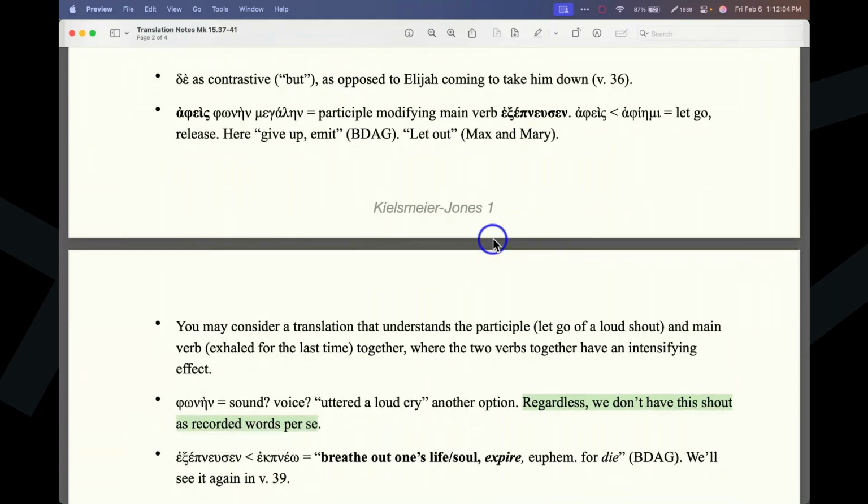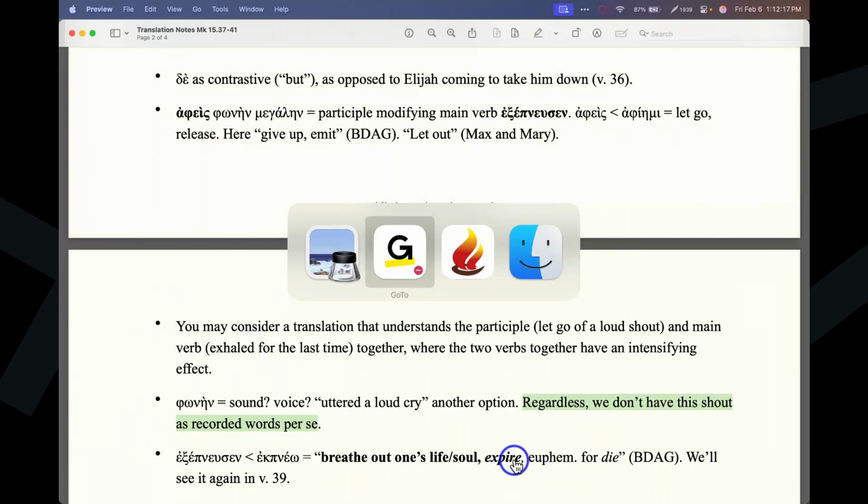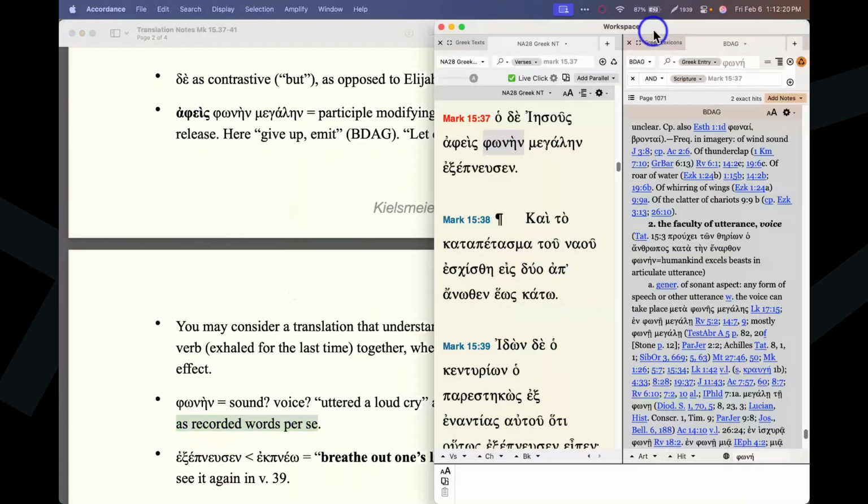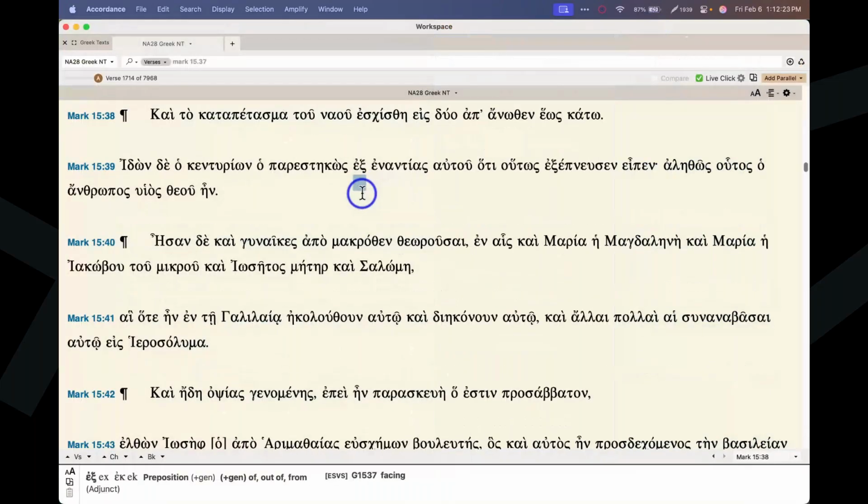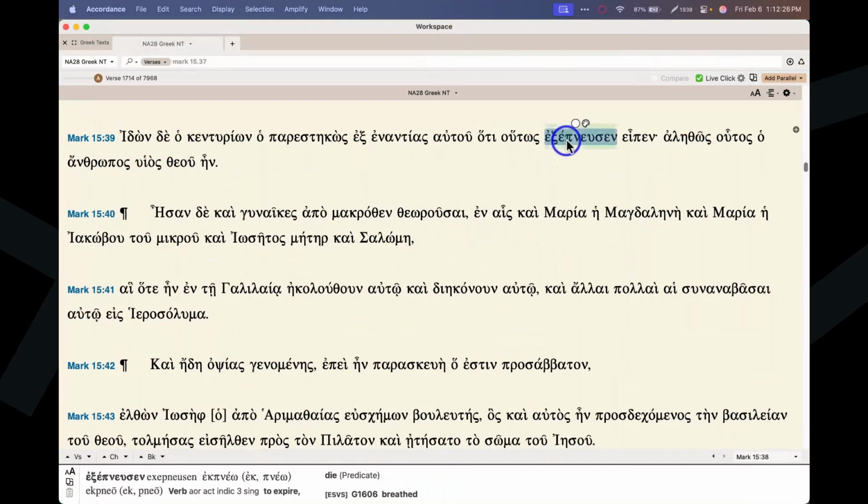We have an interesting word here, exepnusin: breathe out one's life or soul, expire. BDAG tells us it's a euphemism for die. We will see this verb again in verse 39. The question is, how do we translate it? I'm just going to go back to Accordance and triple click it.